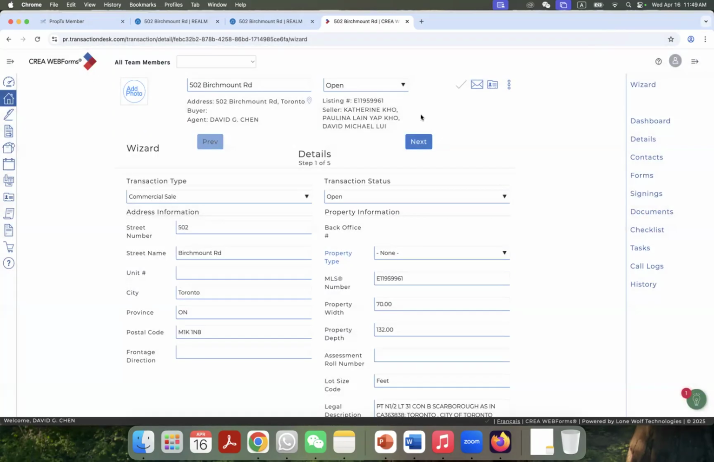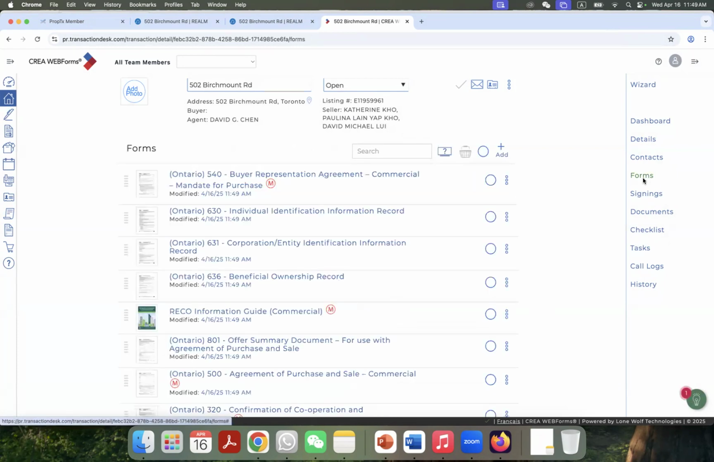So you will see here, we don't need to fill out the same as residential when you prepare an offer. You go to forms. When you click on forms, the package is already here. Look, BRA, you need the old one, commercial manager purchase. That's the old form. You can use the new form. So 631, 630, the old form is already here.